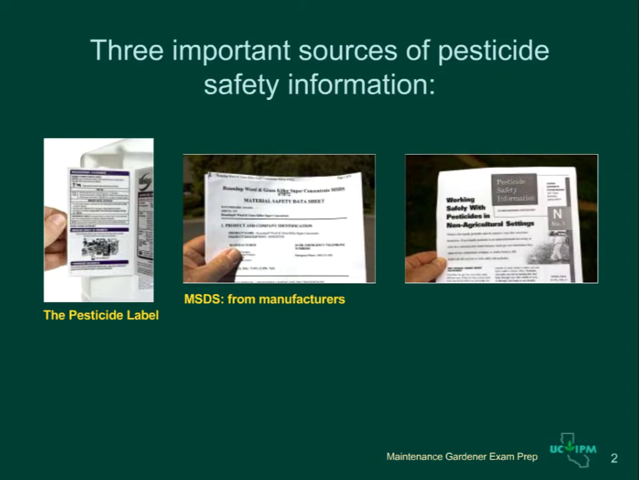Number 3, the Pesticide Safety Information Series from the Department of Pesticide Regulation. These sheets give general information on how to properly and safely use pesticides. They are available in several languages from the Agricultural Commissioners or the Department of Pesticide Regulation website. Use the N or non-agricultural series.